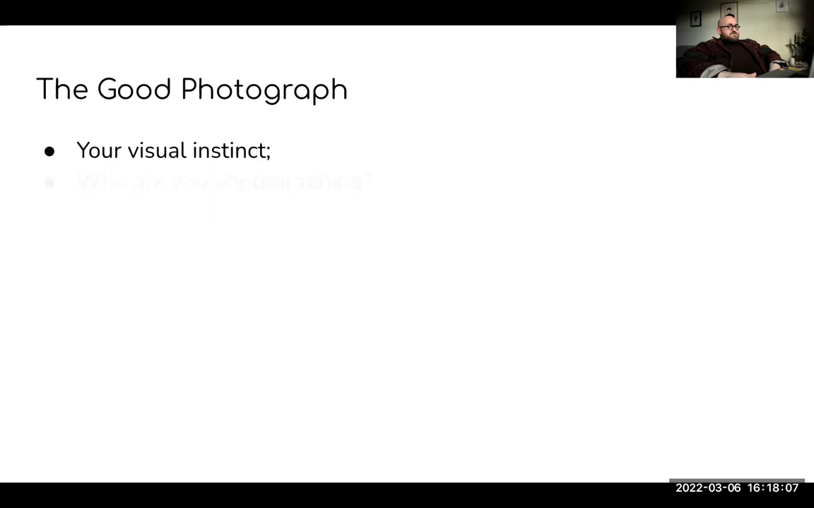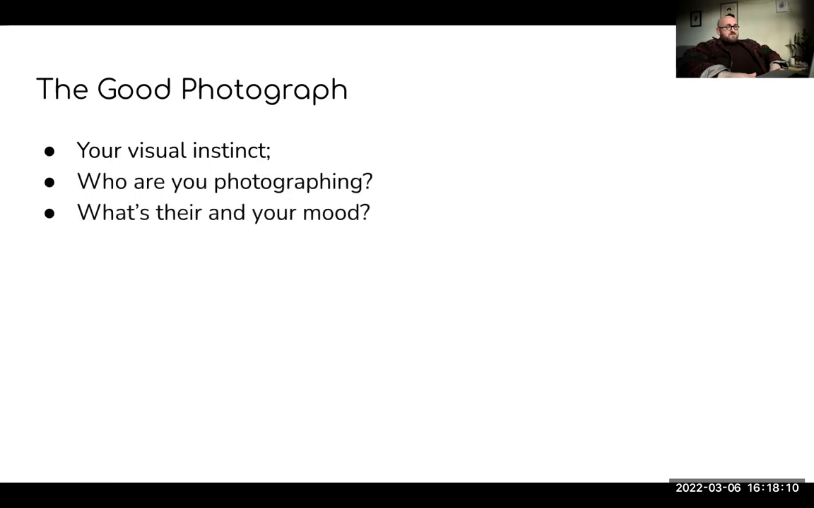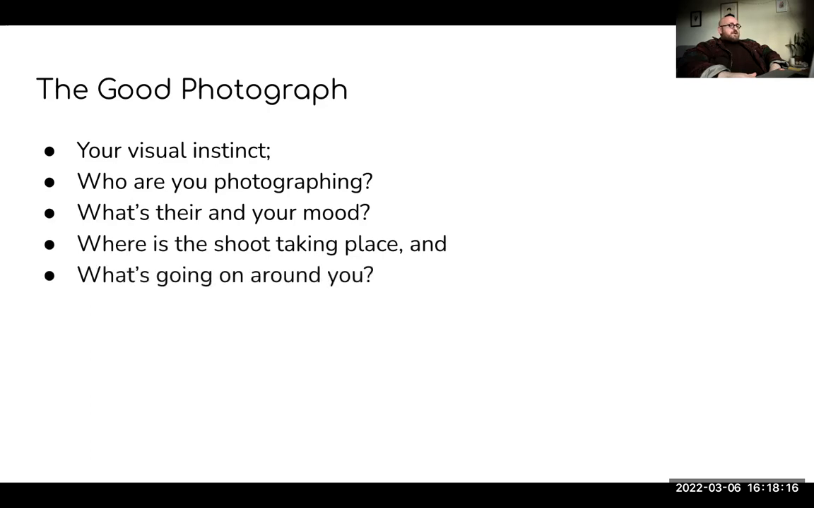Well, your visual instincts. Who are you photographing? What's your mood? Where is the shoot taking place? And what's going on around you? So your visual instinct is about understanding what you are actually willing to deliver, what you're willing to photograph, to capture, and how you want to do it. And that's something you build out into a concept based on your narrative of understanding the subject, be it the person, their character, or the organization, which could be a movement, a political party, a business group, or a family.